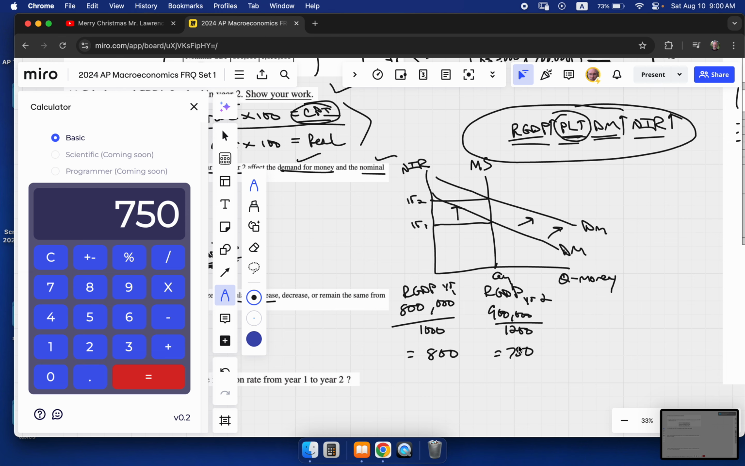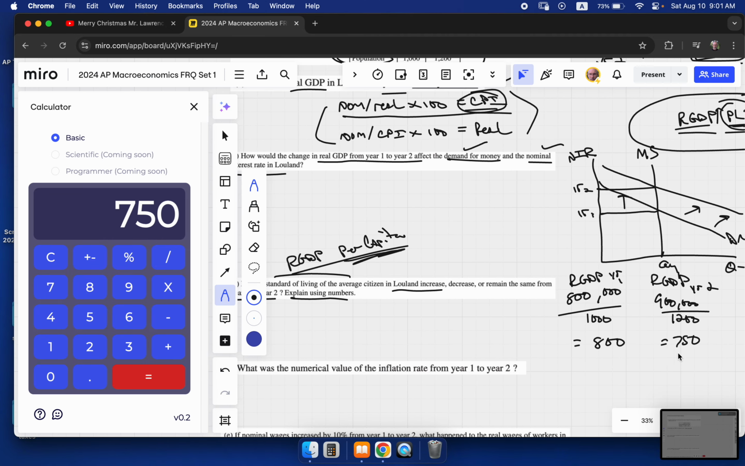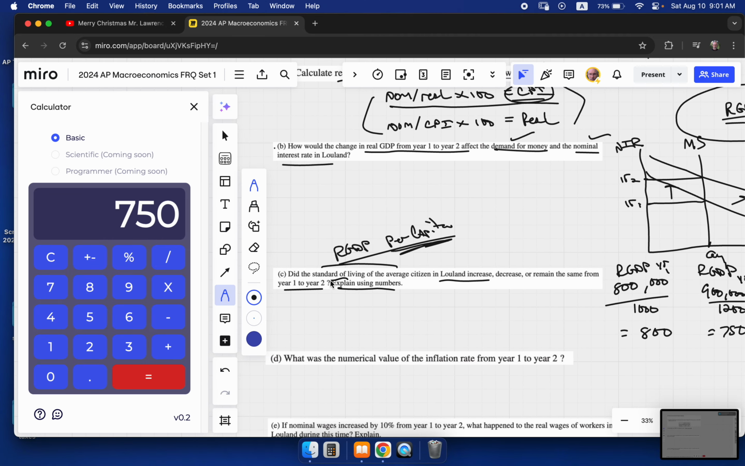So per capita, per person, real GDP per capita has decreased by that 50 number. So we would explain that this is 800. Would we say 800 per? How could I say that? I want to say it correctly so I've got it in my head right. $800 per person. Real GDP per capita was $800 per person.